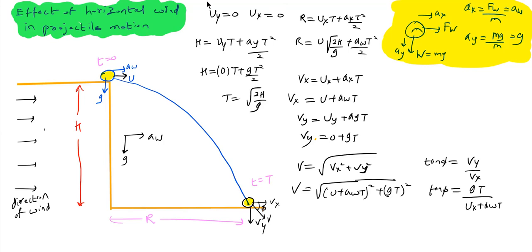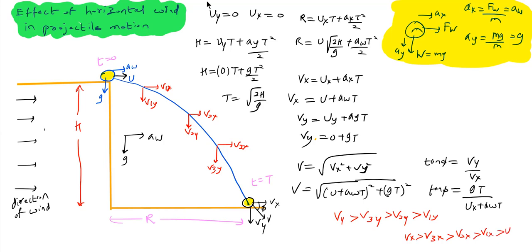Now let's analyze what will happen to the components. Here v_1x, v_1y, v_2x, v_2y, v_3x, v_3y. With time, what do we get? v_y is greater than v_3y, greater than v_2y, greater than v_1y. Similarly, v_x is greater than v_3x, greater than v_2x, greater than v_1x, greater than u. Now this is very important. Due to acceleration along the y-axis, the velocity will keep on increasing. Due to acceleration along the x-axis, the horizontal component of velocity will also keep on increasing because of the effect of wind. If the wind blows horizontally, yes, we can use this condition.